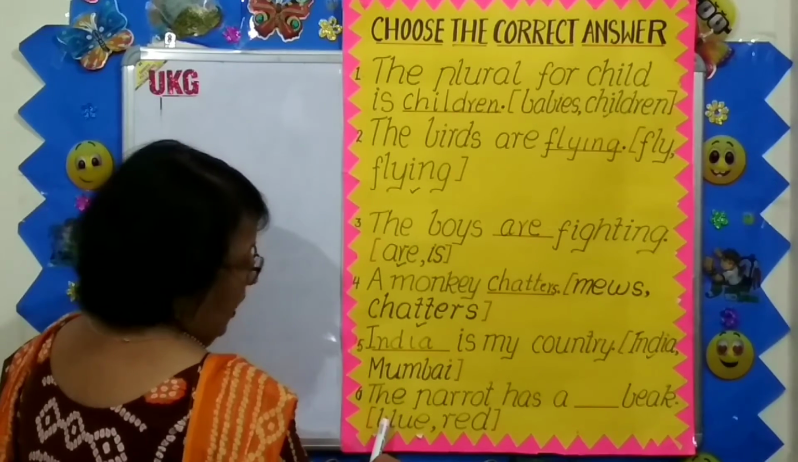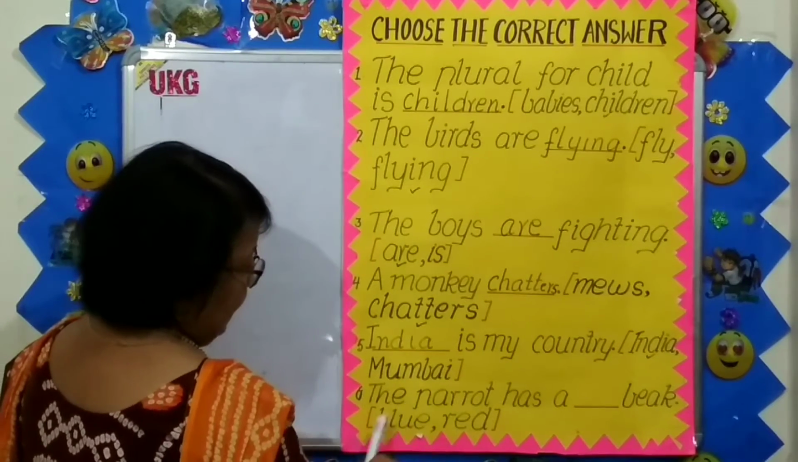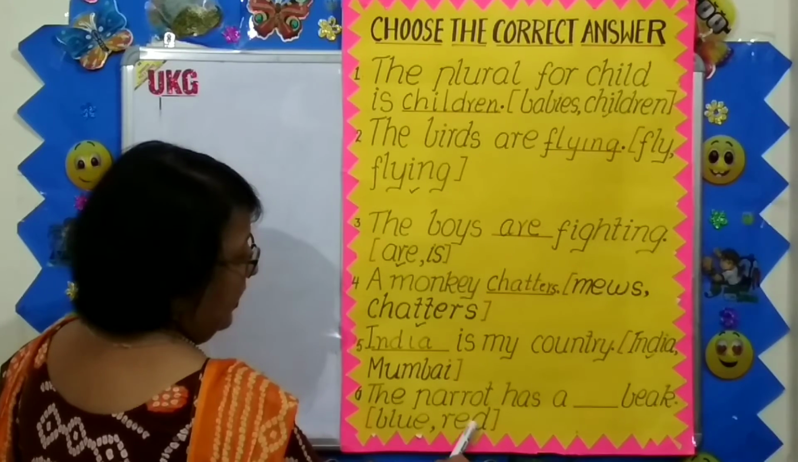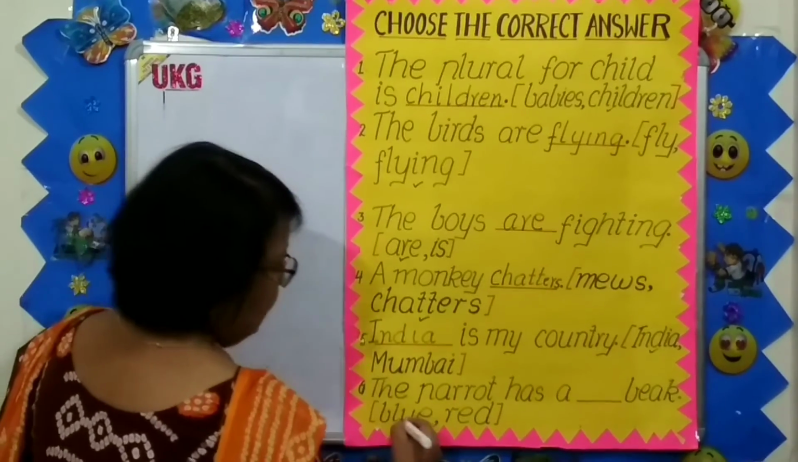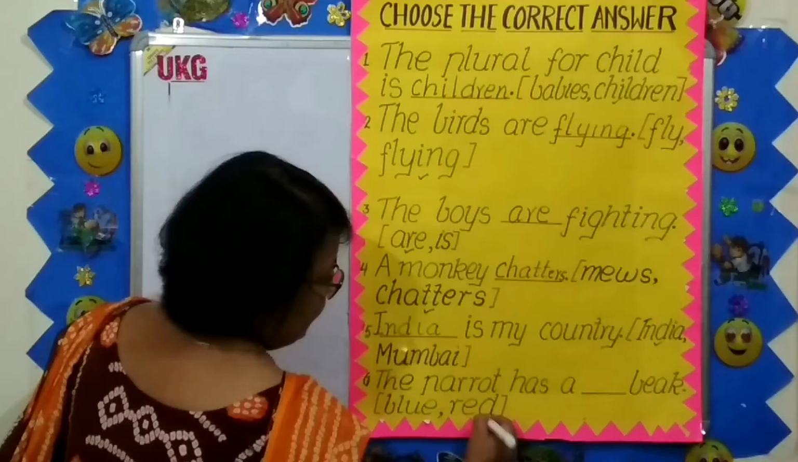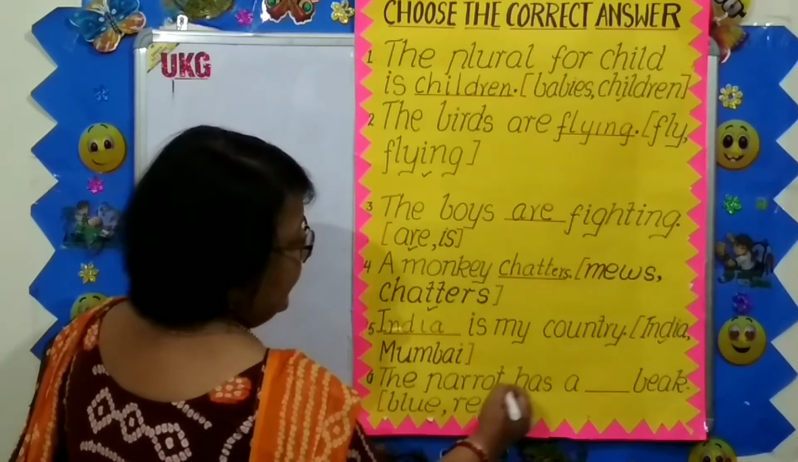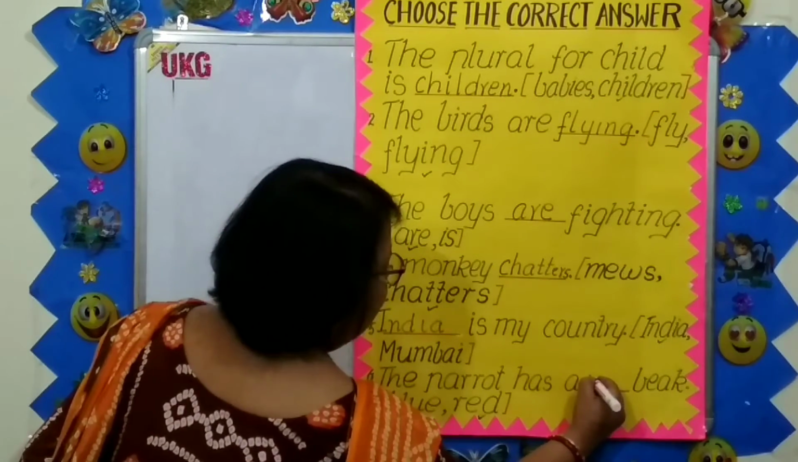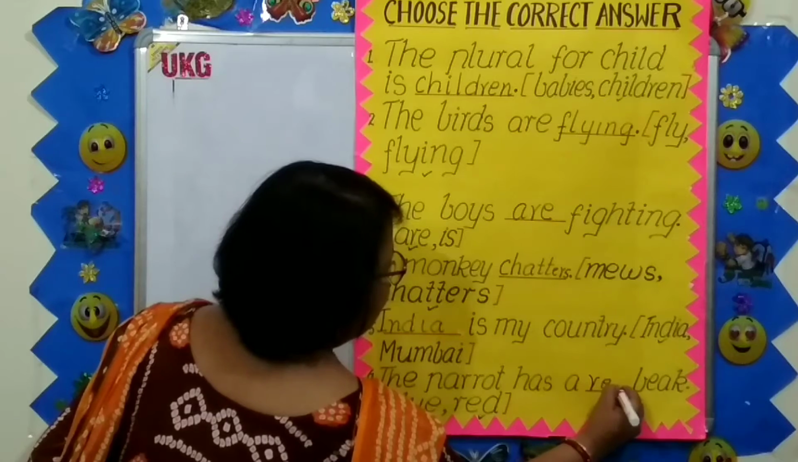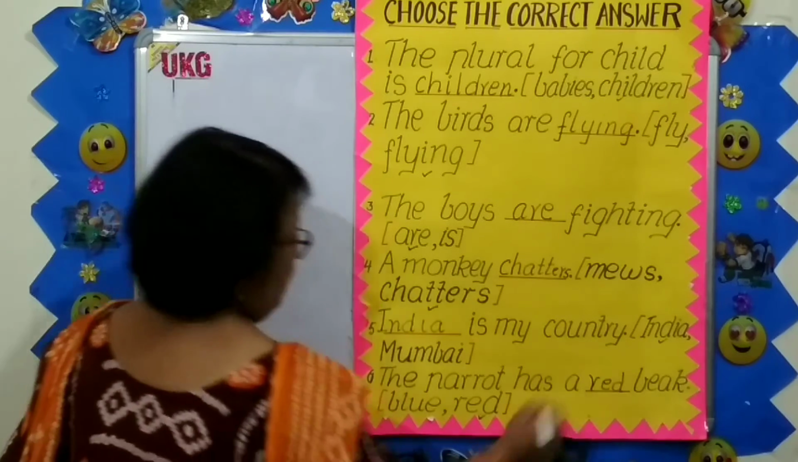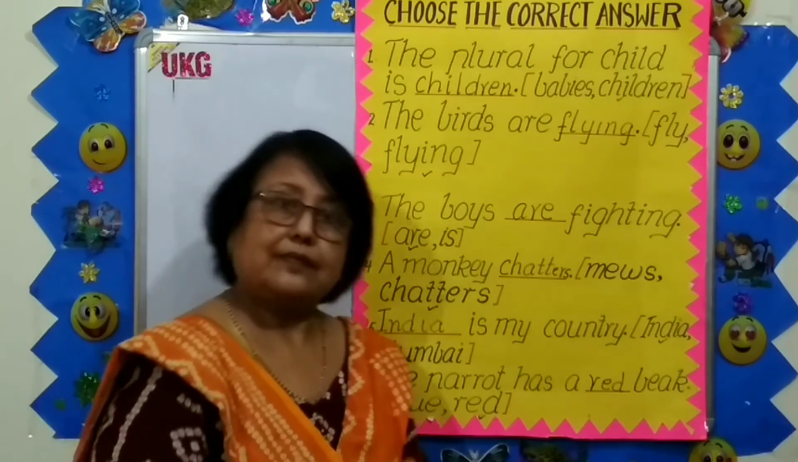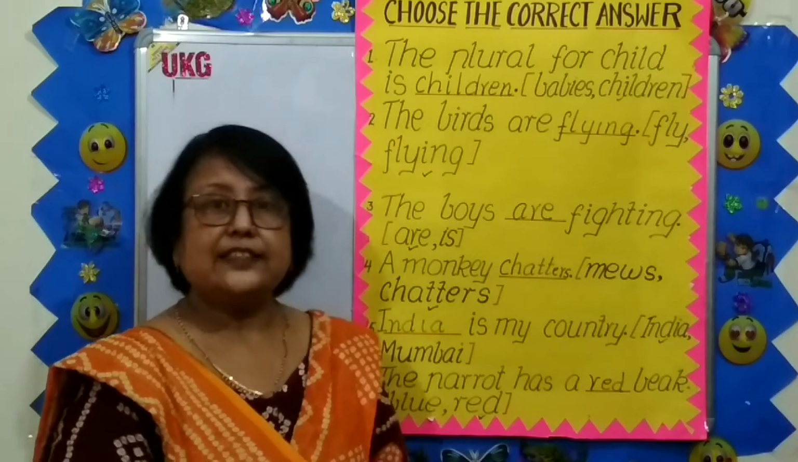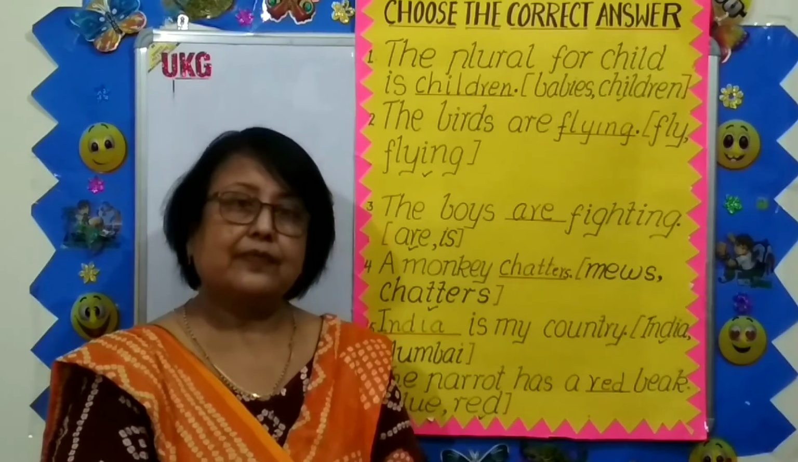Next. The parrot has a dash beak. Now, look within the bracket. Blue and red. So, the correct answer is red. The parrot has a red beak. So, children, just read the sentences correctly.